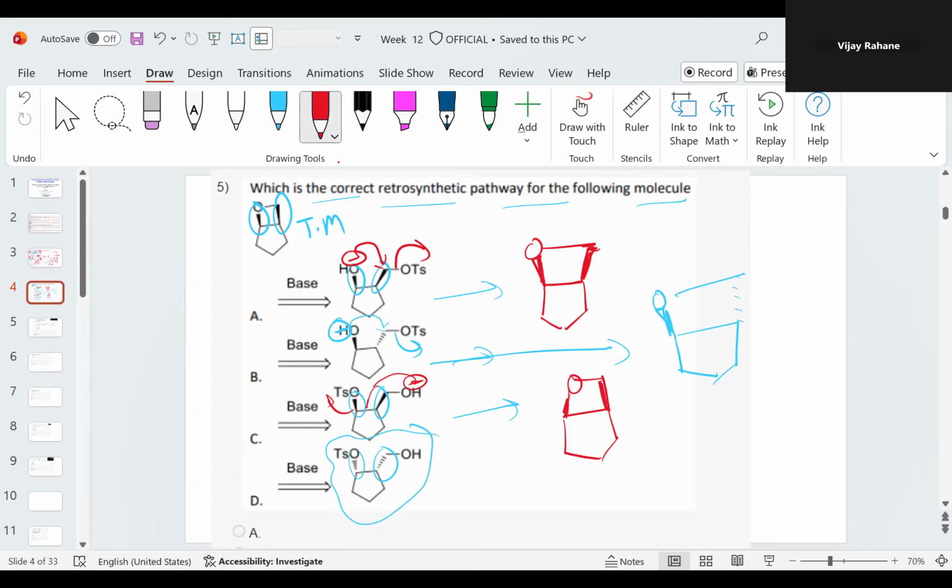So this is what we get in this case. Remember, the attack should take place from the backside, so this will be here. Then we have the fourth option, OH, O negative. That O negative attacks again from the backside. This OTs will be eliminated, and we get OCH2 here, and this should remain as it is.